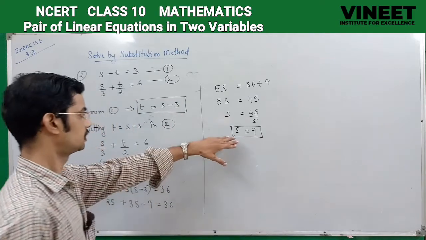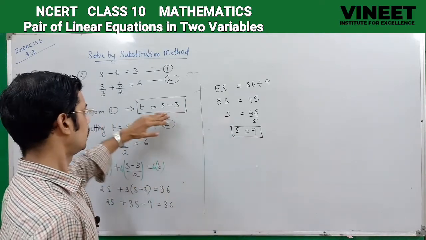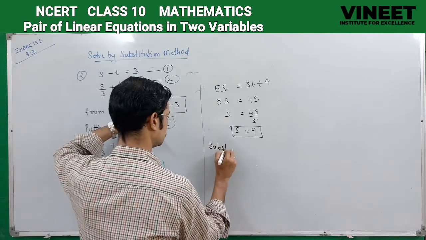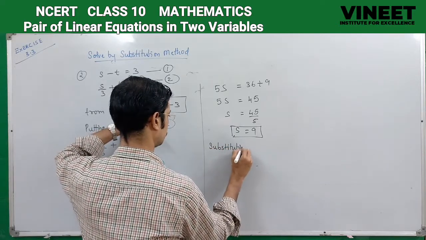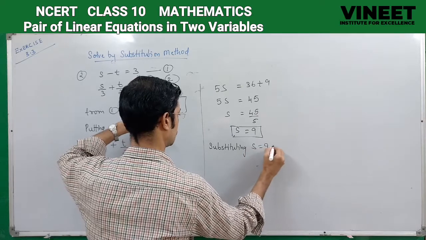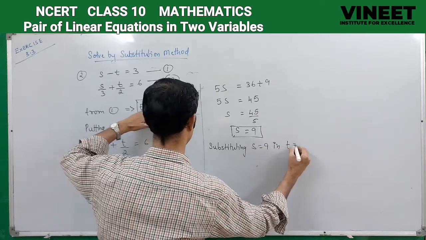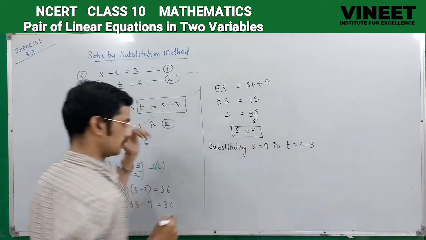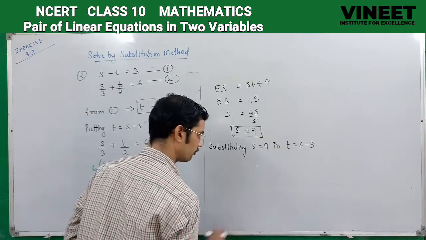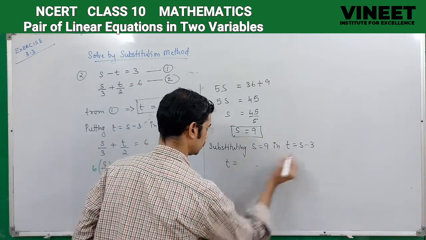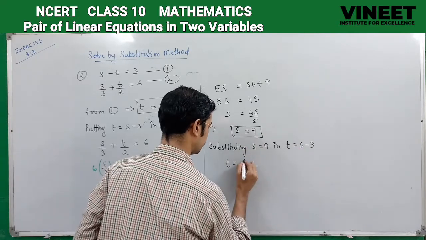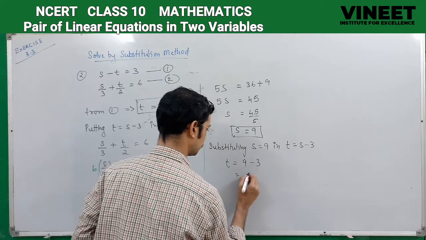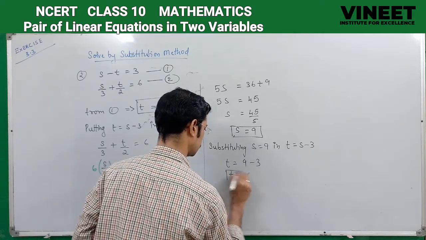We can now substitute S equal to 9 in this equation. So substituting S equal to 9 in T equal to S minus 3 in this expression, we shall get the value of T. So what is T? T is equal to, instead of S we will be putting 9, 9 minus 3, and that is 6. So T equal to 6.